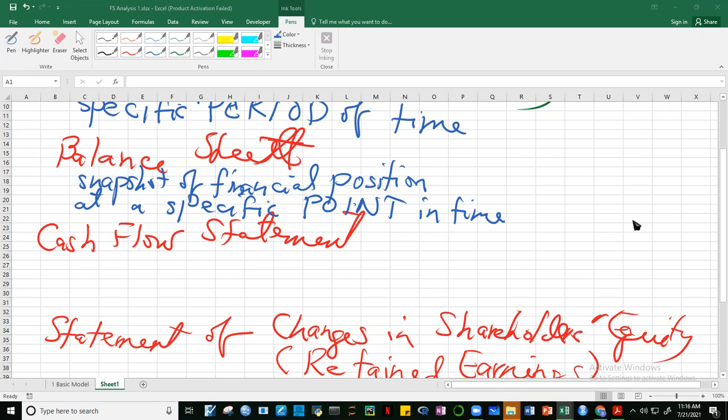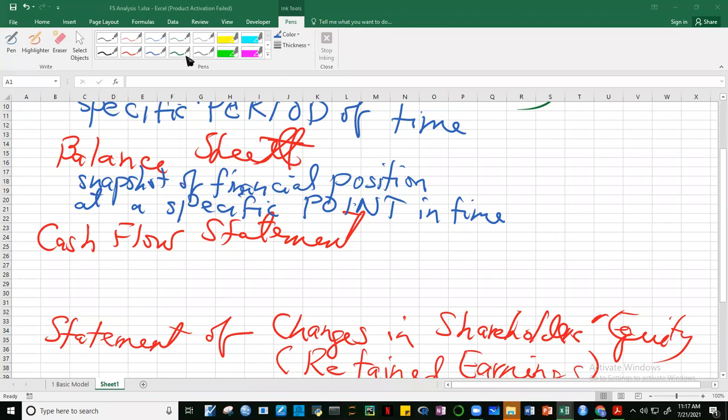Okay, let's talk about the assets. What are the main, my pen is missing again. I'm using it. Where is that? It fell. Okay, so let's take a look at the balance sheet first.